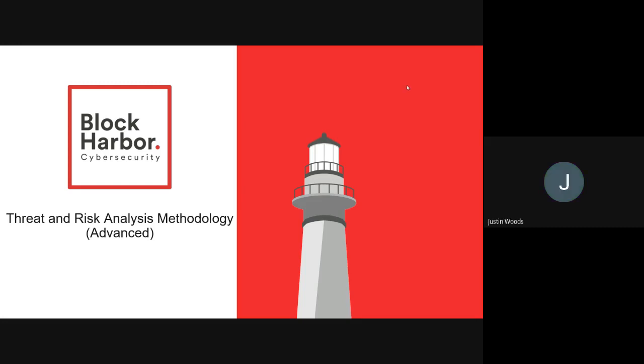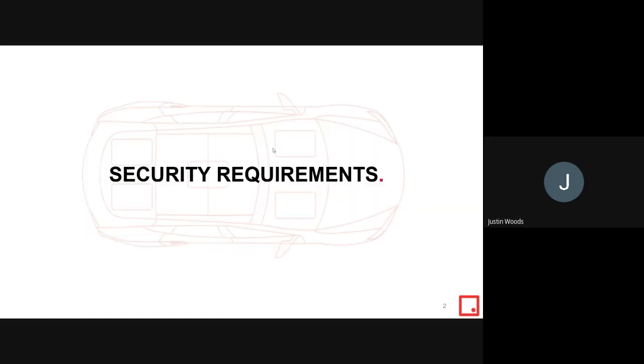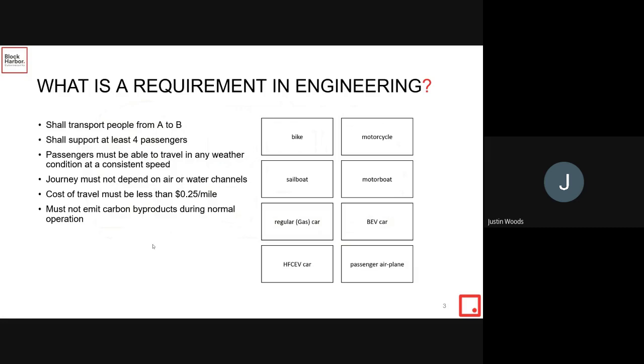So again, today we will be talking about TARAs, of course, and specifically the security requirements. We've gone over some of the conceptualized portions of these requirements in terms of the goals, but now we're going to get down to the nitty-gritty of the actual requirements themselves. So what is a requirement in engineering? This is going to be something where we have very specific language that drills down what exactly we want without saying the exact, like, this is what we need.